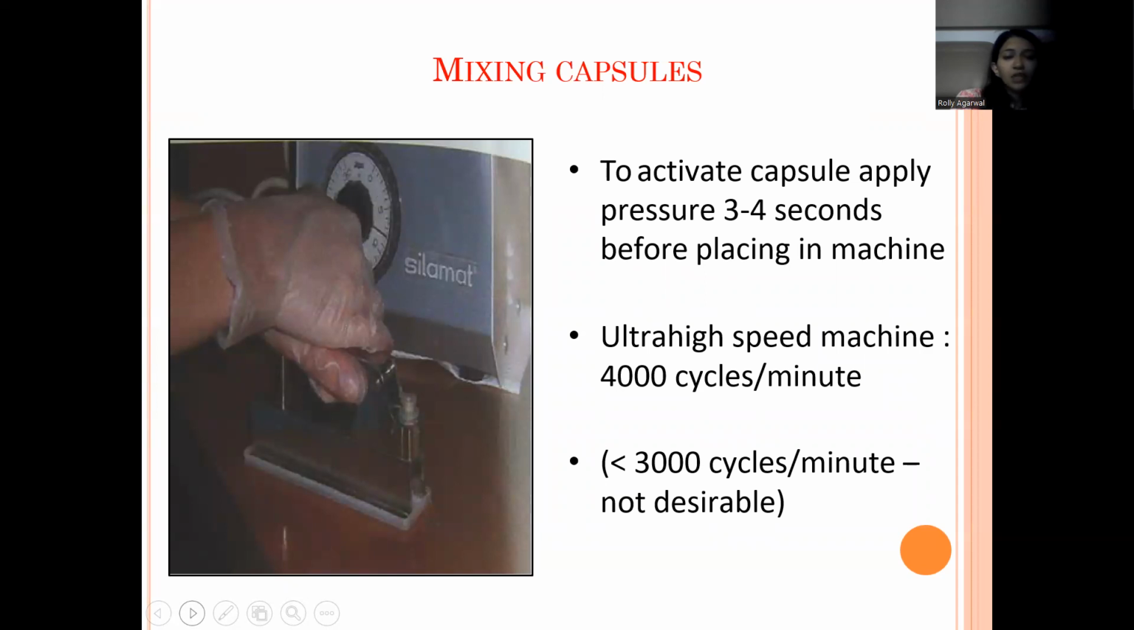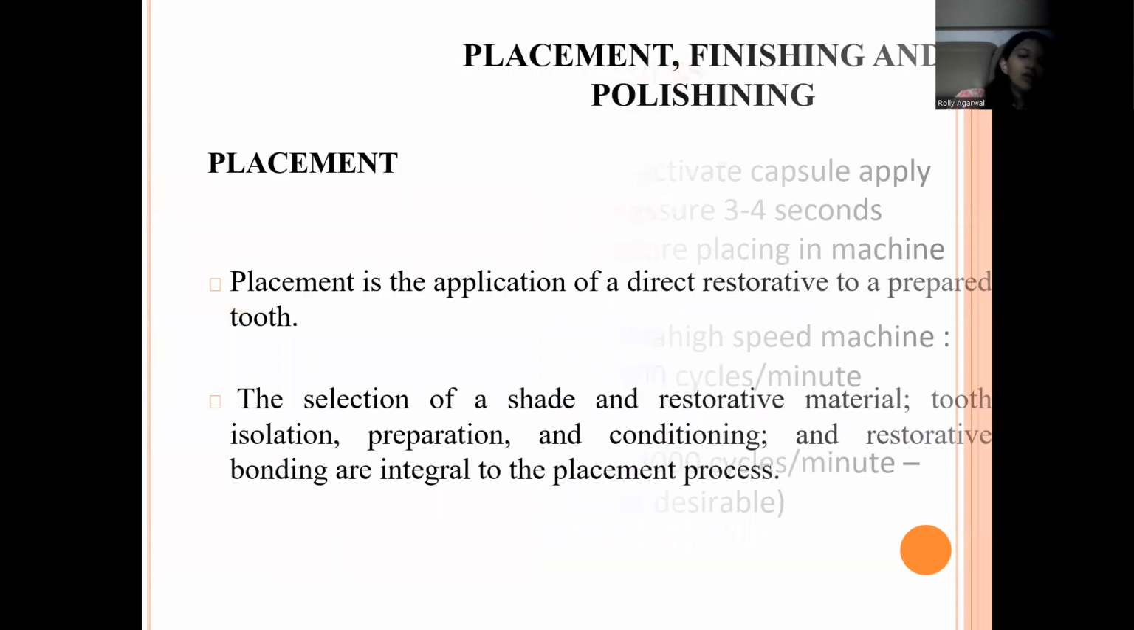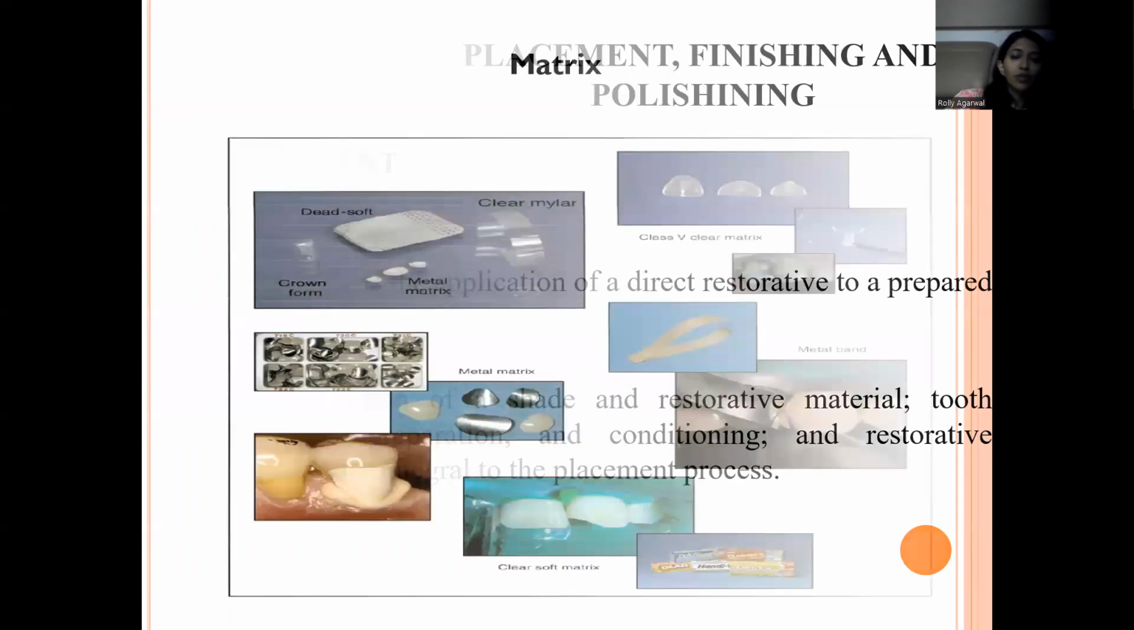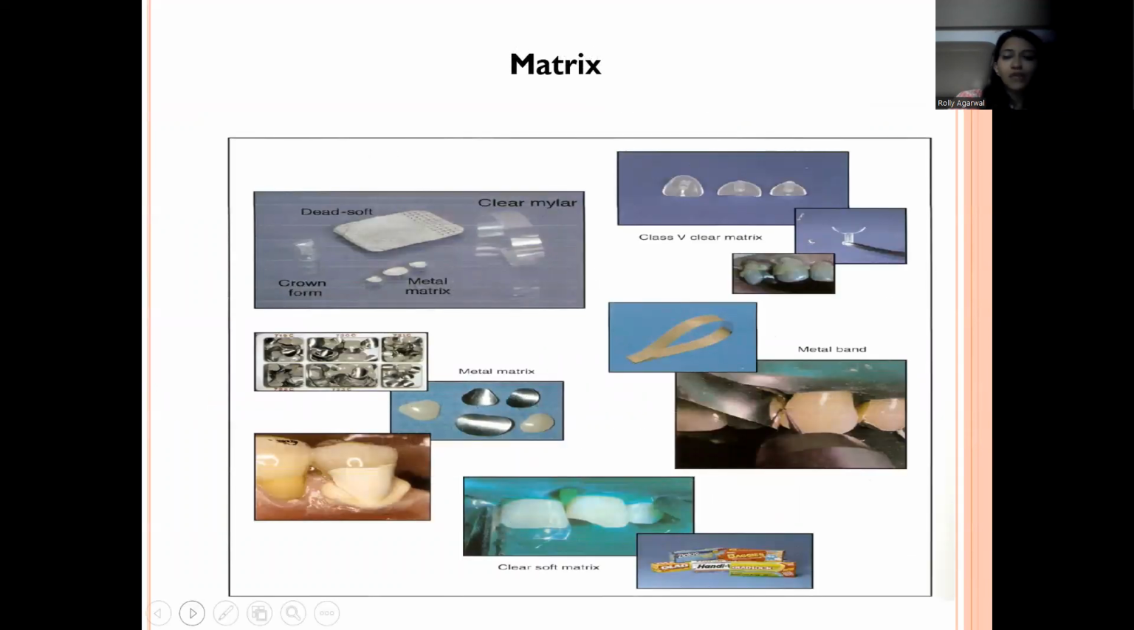So glass ionomer cement can be supplied in the form of capsules, and to activate the capsule, we have to first break the diaphragm, and then it has to be used in the amalgamator, approximately 4,000 cycles or 3,000 cycles per minute speed. So finishing and polishing and placement. Placement is the application of direct restorative material, the selection of shade and restorative material, tooth isolation, preparation, and restorative bonding. Everything has been done. The preparation has been modified, surface conditioning has been done, and now it is ready for receiving the restorative material.